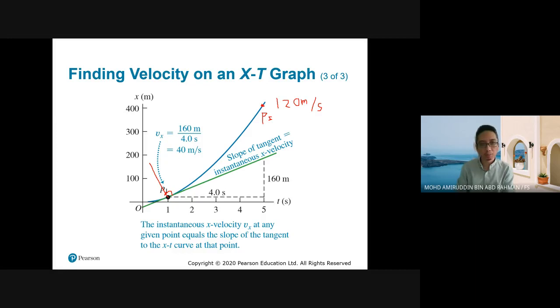Last but not least, over here I want to stress again that the instantaneous velocity, when we measure at the initial point, will be slower, but at the end point it will be much higher. So that actually depends on the curve of the velocity against time.